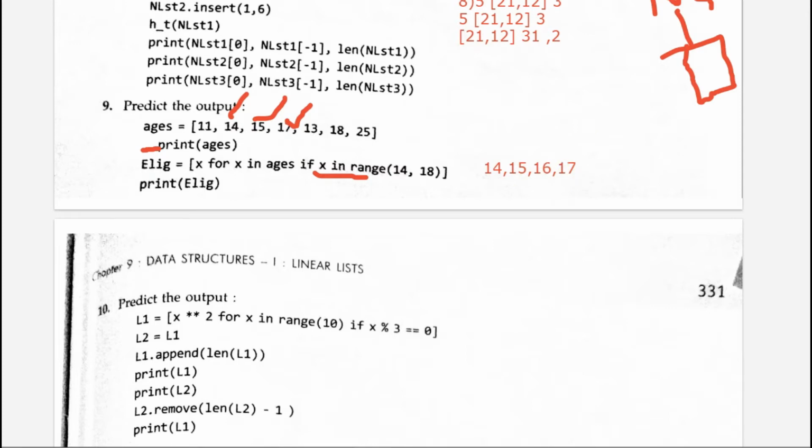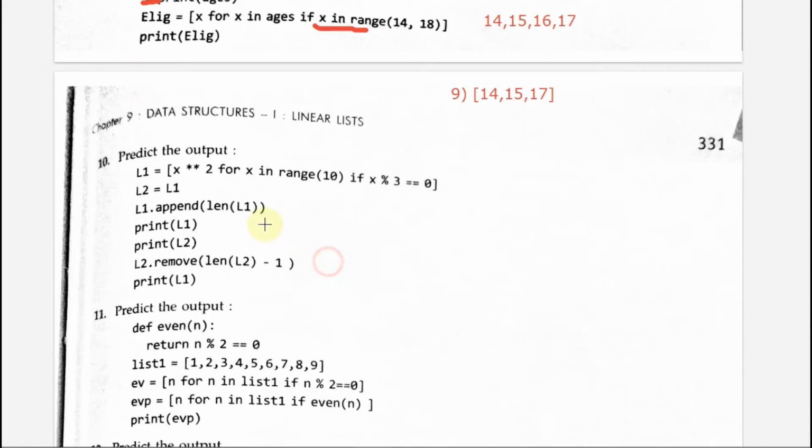So this is the answer for the 9th question. Let me write the answer here, 9. So when they are printing, it is going to appear as a list. So 14, 15, 17 will be the answer for the second print statement.